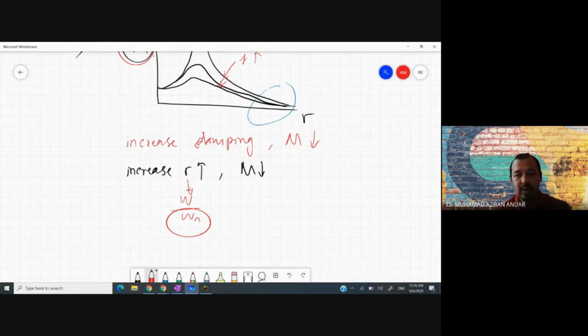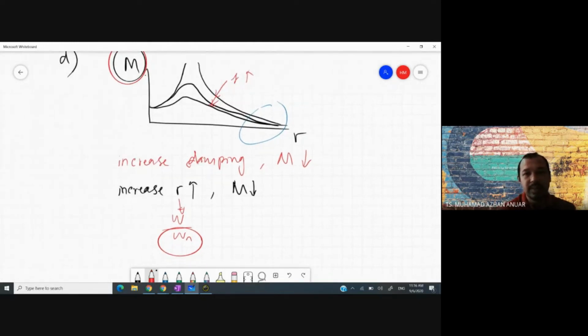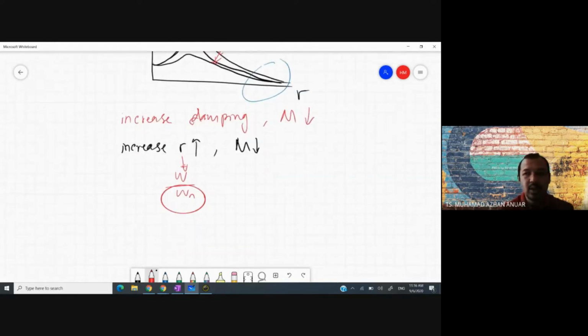To decrease the omega N, if you recall that this part is the mass region, we can increase the mass. If you increase the mass, you will decrease the magnification factor. So this M is the magnification factor, not mass. All right, so you increase the mass.